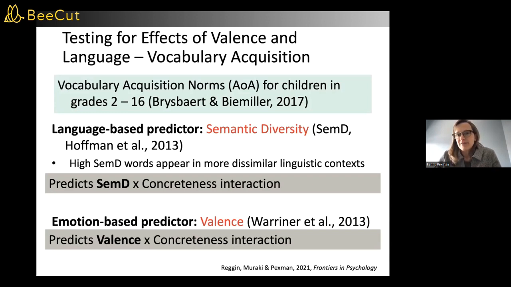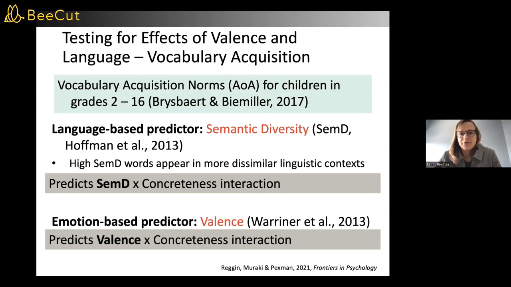These are data that are publicly available from Mark Brysbaert. They're a great resource for looking at vocabulary acquisition across a wide developmental window. We took advantage of these data to test both the language-based account and the affective embodiment account. We had a language-based predictor, which was semantic diversity, a measure of the different semantic contexts in which words appear. This allowed us to test the idea that words that appear in more diverse contexts should be learned more readily.